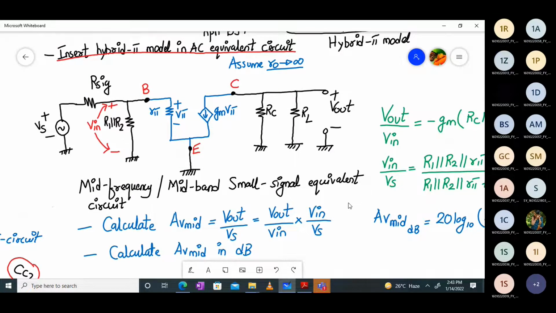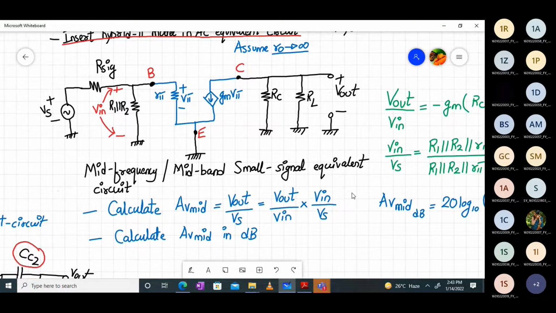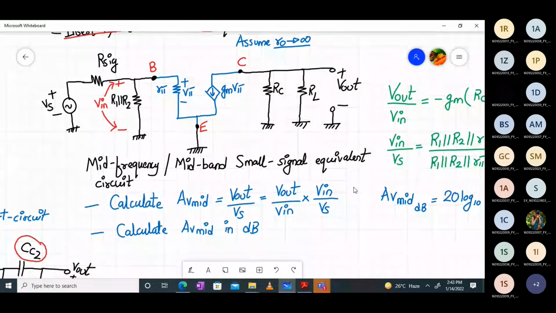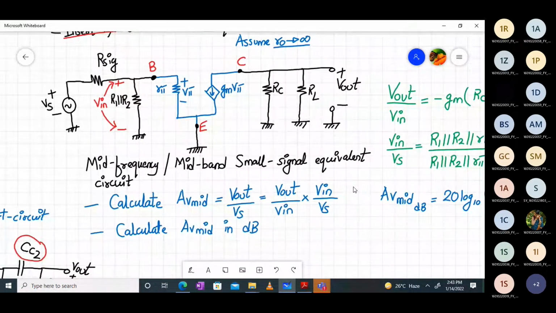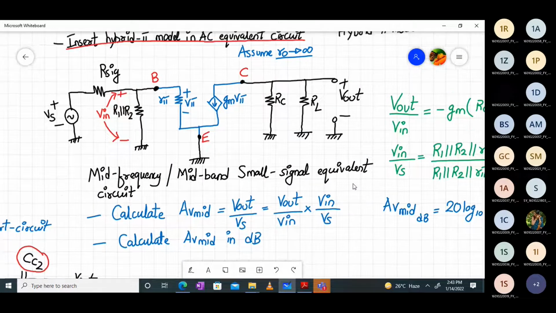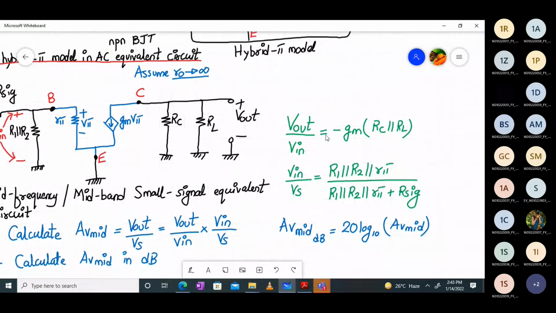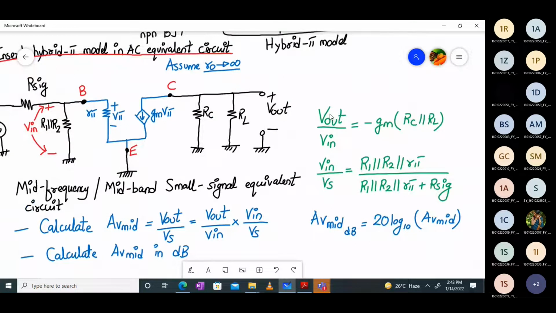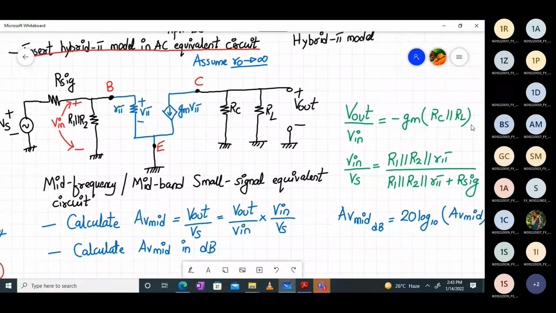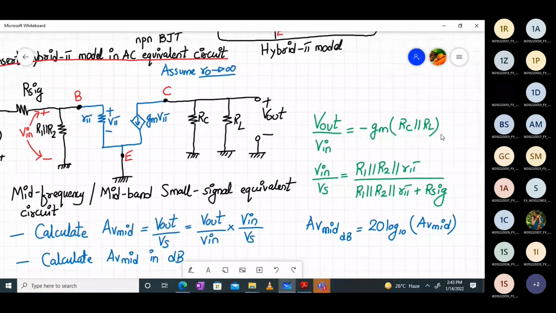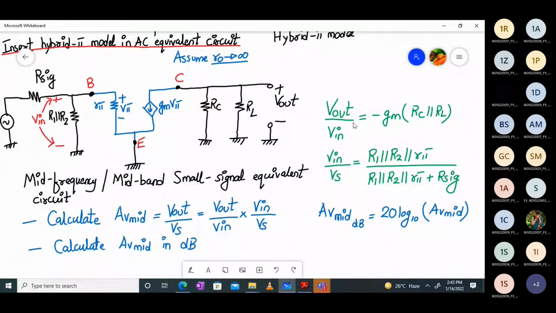Yes, sir. Okay, fine. I will explain why it is called mid frequency or mid band slightly later on, when we discuss the numerical of it. Now I am not going into details of the derivation. If we derive it, V out upon V in will come out to be minus gm into RC parallel to RL. Okay, so I'm assuming that you all have already gone through the derivation of voltage gain for a common emitter amplifier, and we can write it like this.